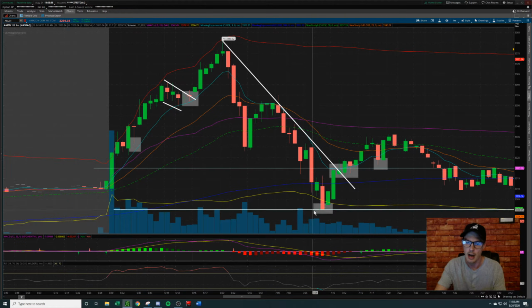Entry 3 off of the 3,000 bounce. Entry 4 off of the 33.20 confirmation trend line break and bounce. And entry 5 here again off of the 33.20 mark. All right, let's move on to the next one.